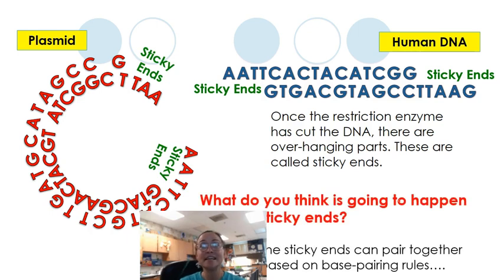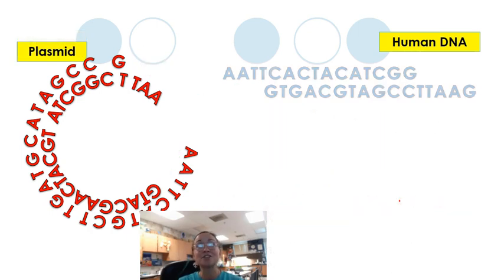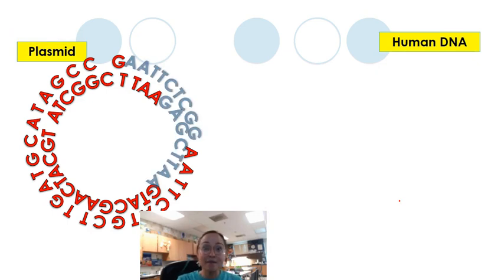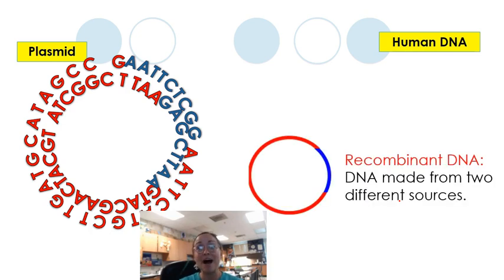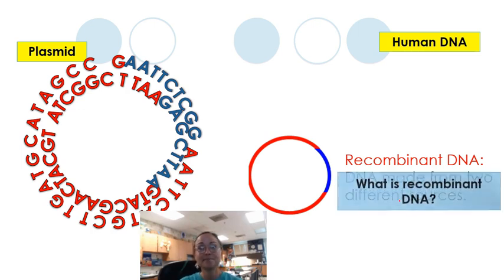And now with these sticky ends, we can actually mix the plasmid with the DNA from a human, for example, with the fragments, and they'll pair together. So now we have what's called a recombinant chromosome or recombinant DNA. This plasmid is made of DNA from two different sources, and thanks to those complementary sticky ends, they were able to base pair together.